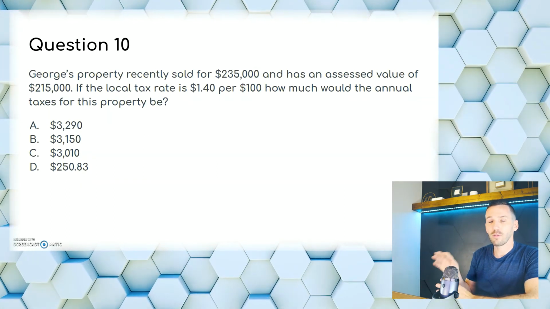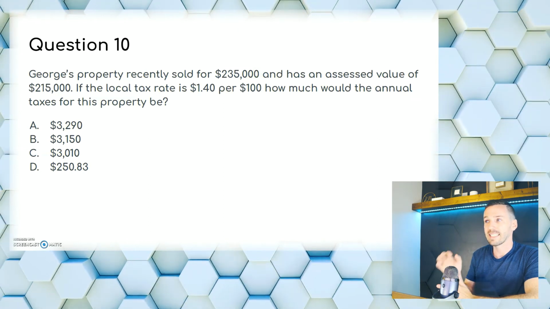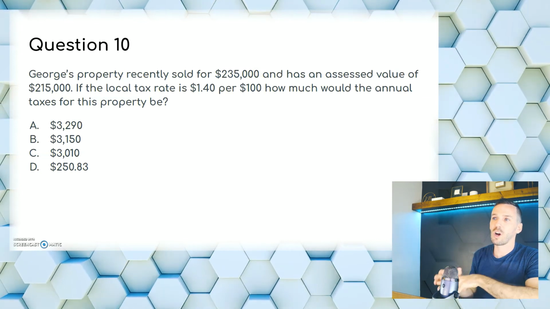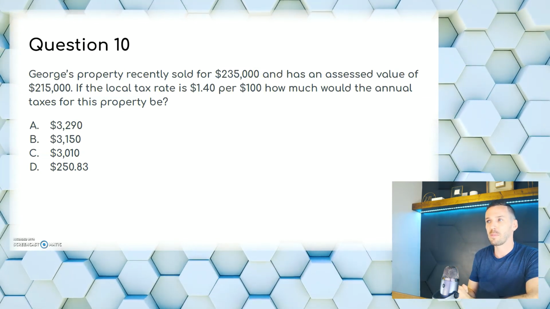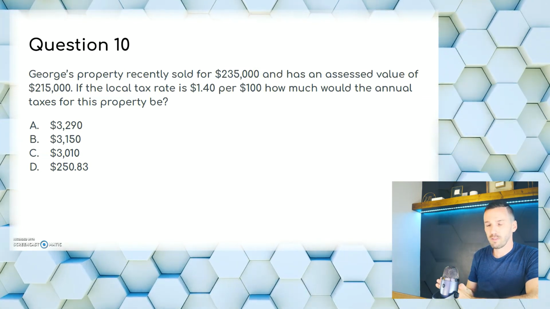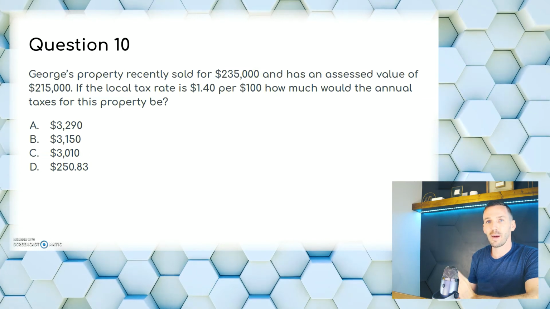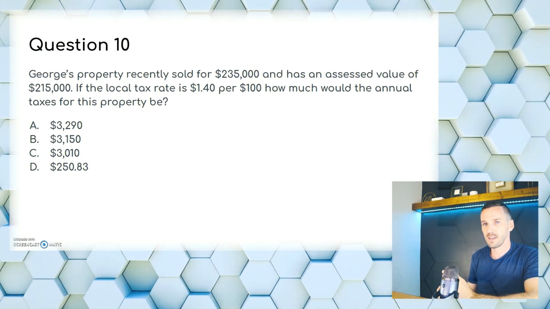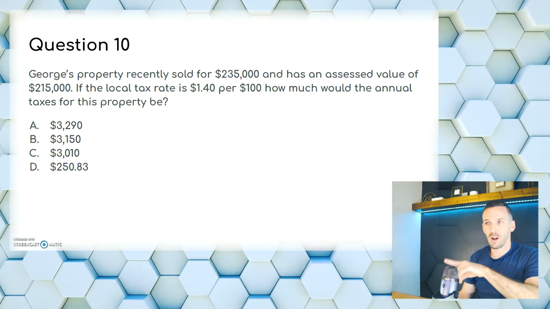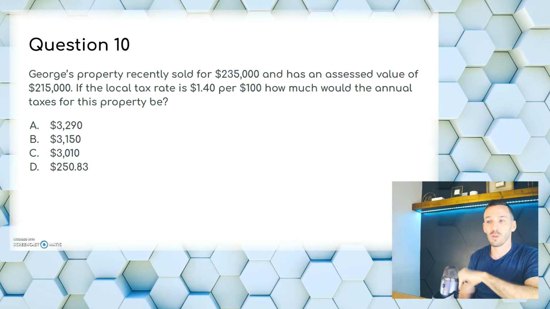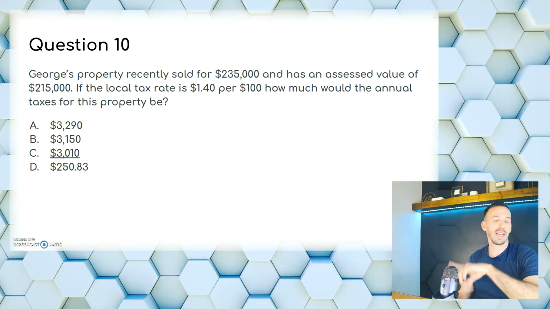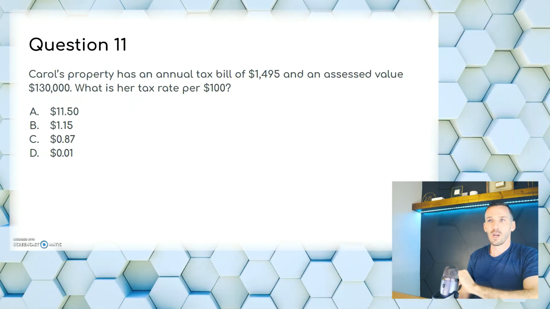Question 10. George's property recently sold for $235,000 and has an assessed value of $215,000. If the local tax rate is $1.40 per 100, how much would the annual taxes for this property be? Assessed value of $215,000 divided by 100 per 100 is $2,150. Multiply that by the $1.40 tax rate, and that is $3,010 of annual taxes for the year. Answer is C.